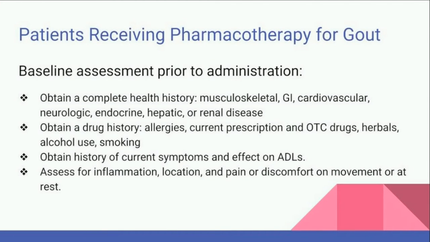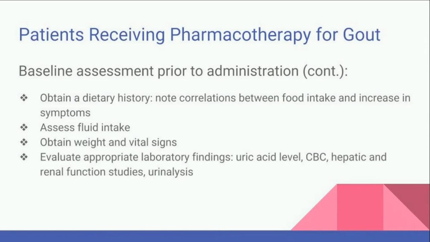Prior to drug administration, obtain a complete health history, drug history, and history of current symptoms and effect on activities of daily living. Obtain a dietary history and note correlations between food intake and increase in symptoms. Assess fluid intake, obtain weight and vital signs, and evaluate appropriate laboratory findings.